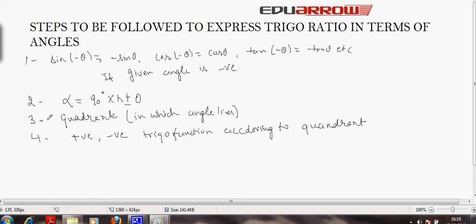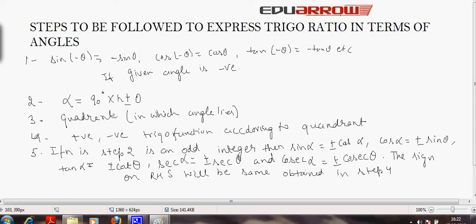Next step says that if n in step 2 is an odd integer, then sin alpha will be plus minus cos theta, cos alpha is equal to plus minus sin theta, tan alpha is equal to plus minus cot theta, and sec alpha will be plus minus cosec theta, and cosec alpha is equal to plus minus sec theta. And the sign on the right hand side will be the same as obtained in step 4, that is according to the quadrant which we obtain in step 4.